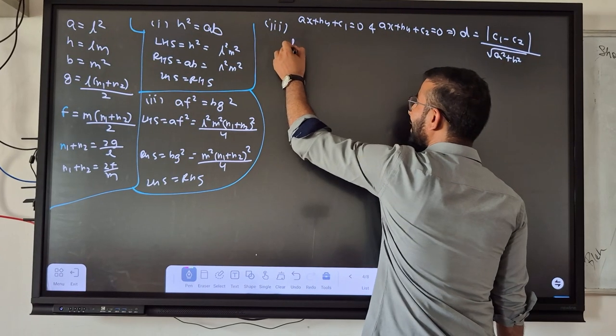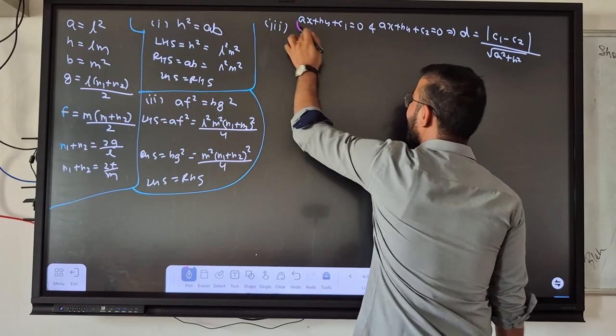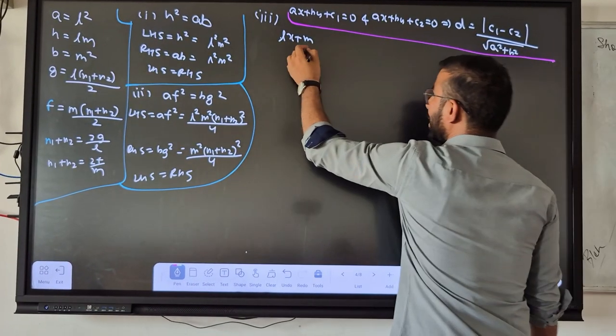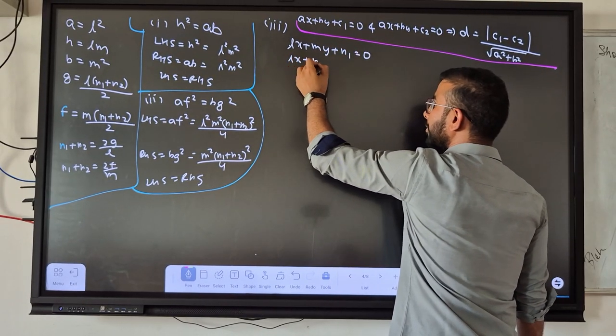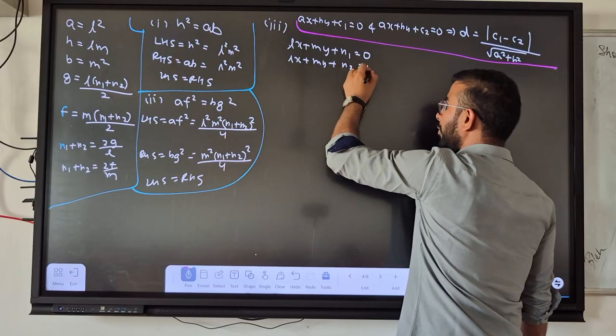Okay, so what are the lines, guys? This formula we'll be using. The first is Lx plus my plus n1 equal to 0. And the second is Lx plus my plus n2 equal to 0.